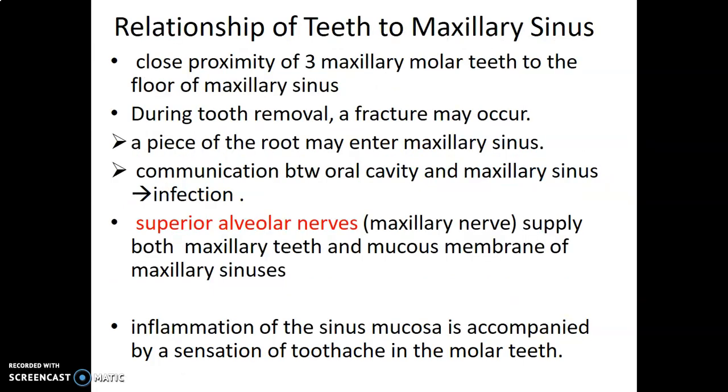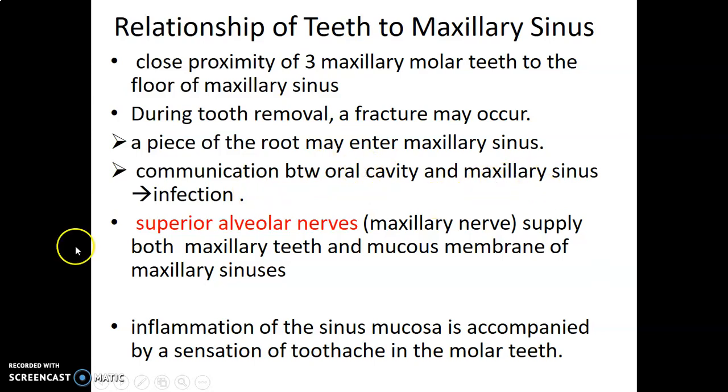Remember, the floor of the maxillary sinus is formed by the alveolar processes of the maxilla, and there is a communication. For example, during removal of teeth, if you accidentally fracture the alveolar process of the maxilla, you can spread infection from the teeth into the maxillary sinus. Okay, and remember, you have lots of bacteria in the oral cavity, and this can spread into the maxillary sinus.